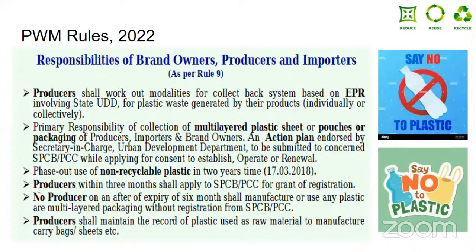Some responsibilities of owners, producers, and importers. Of course, in the previous slide, I talked about extended producer's responsibility. So the producer shall work out modalities for a collect-back system based on EPR. The primary responsibility for collection of multi-layered plastic sheets, pouches, or packaging lies with producers, importers, and brand owners, with an action plan endorsed by the Urban Development Department. Non-recyclable plastic is to be phased out in 2 years. Producers within 3 months shall get themselves registered and take a license from the pollution control authorities. After expiry of 6 months, no producer shall manufacture or use any plastic or multi-layered packaging material. And the producer shall maintain plastic use records.